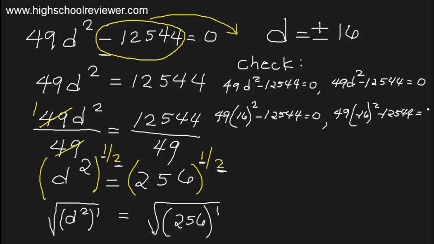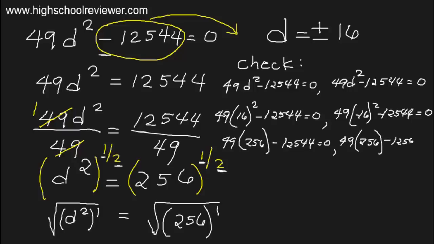So we have here 16 raised to the power of 2, that will give us 256. So this will be 49 times 256 minus 12,544 equals 0. And this will also be 49, negative 16 raised to the power of 2, that will also be positive 256, minus 12,544 equals 0.